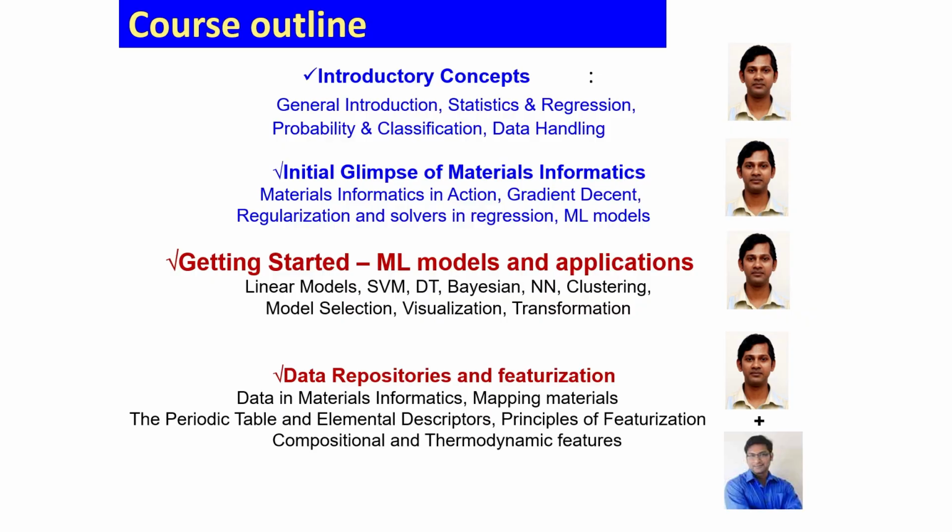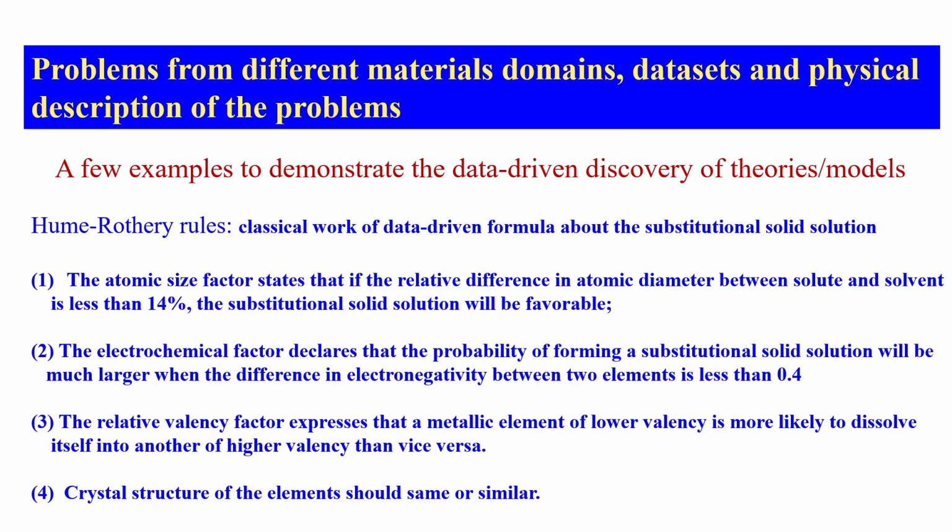As a part of this third aspect, getting started with machine learning models and applications, we are discussing decision tree today, and I have already discussed linear models. So, let us first do a recap. We must be thinking: what is the use of these decision tree models or different kinds of machine learning models? Are there enough problems from material science domains, or is it possible to describe these things from a physical description of the problem or not?